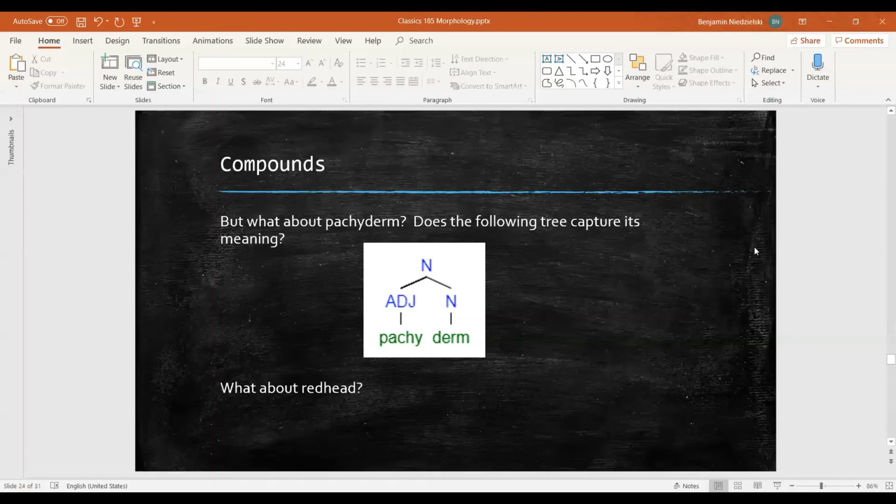What about the word redhead? Well, the same thing applies. A redhead is someone that has a red head. The has idea isn't present here in the morphology, at least not explicitly. Let's talk about different types of compounds and see how we'll use trees to represent them.